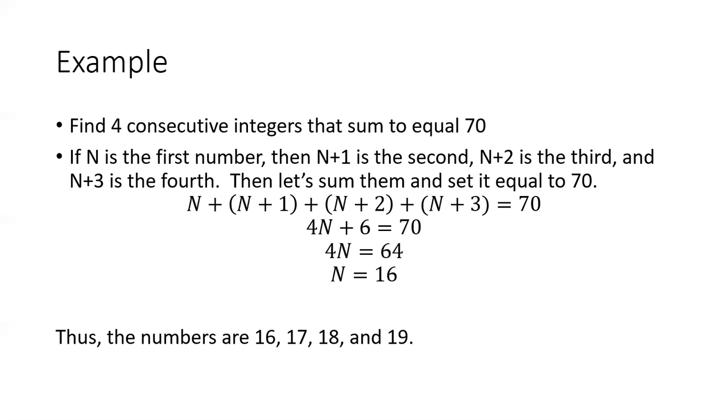equals 70. So again, we're all adding. All of these are adding. So we have 1n, 2n, 3n, 4n. So 4n plus 1 plus 2 plus 3, which equals 6. So 4n plus 6 equals 70. Subtract 6 from both sides, 4n equals 64. Divide both sides by 4, so n equals 16.